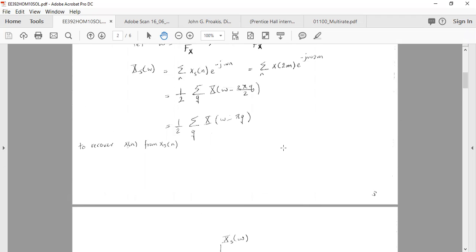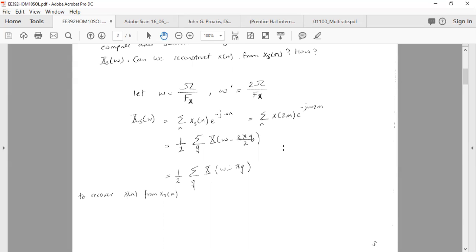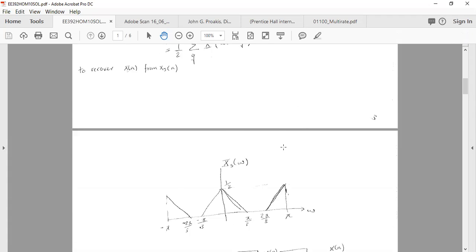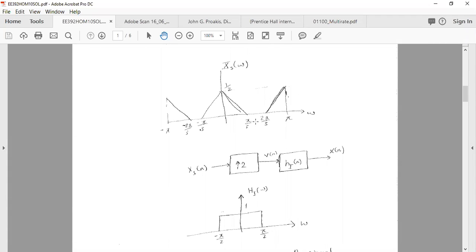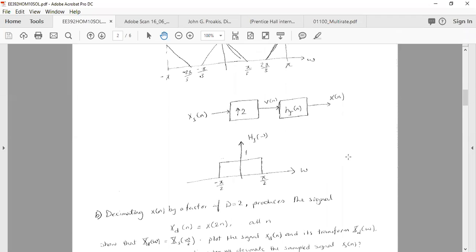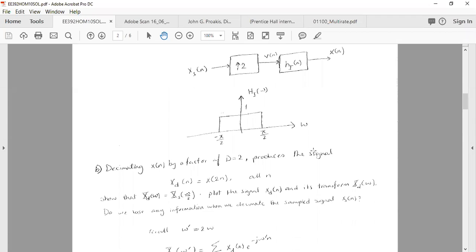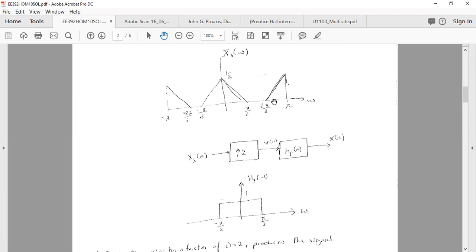Now, can we recover the original signal x of n from the sampled signal? Yes, we can, right? What do we do? We interpolate, or we upscale, or we get the missing points, right? We increase it by 2, and then we pass it through a low pass filter, right? To get our x of n back. So that's how you get it back, right?